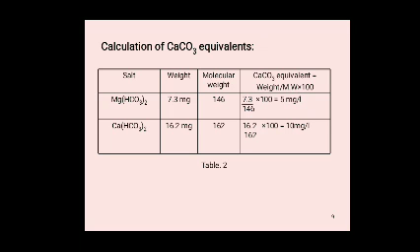Total 162. Therefore, CaCO3 equivalent weight is equal to weight of salt by gram molecular weight of salt into 100. For magnesium bicarbonate: weight of magnesium bicarbonate by gram molecular weight of magnesium bicarbonate into 100, that is 7.3 by 146 into 100, equal to 5 milligram per liter.